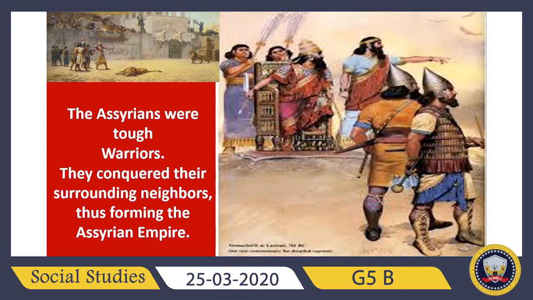Then we will talk about what kind of people the Assyrians were. Since the Assyrians were located in the middle of the Fertile Crescent, many groups attempted to control them. But the Assyrians were very tough warriors, and they knew how to make iron weapons. They not only protected themselves against invaders, they were also able to conquer their surrounding neighbors. They didn't let anyone control them; rather, they started invading other neighbors. With the passage of time, they became a strong Assyrian Empire.